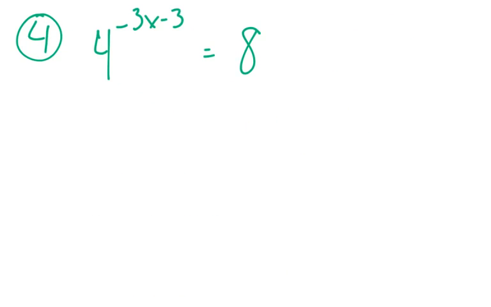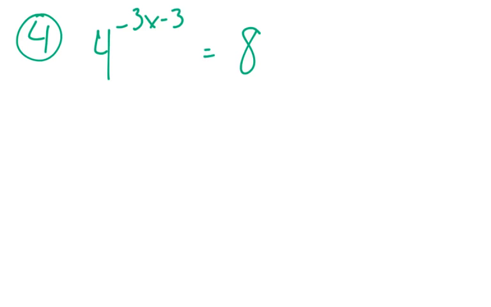Now this next type of problem is when you don't actually have any logs at all, but you have an x in your exponent. So there are a couple of options. We could take the log of both sides, but that can get really weird, especially if we don't have a calculator. The other thing we want to do is think about, are the two bases the same? And if they're not, can I make them the same?